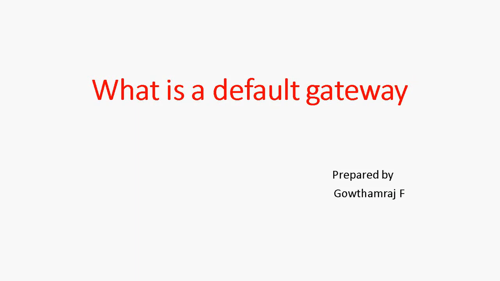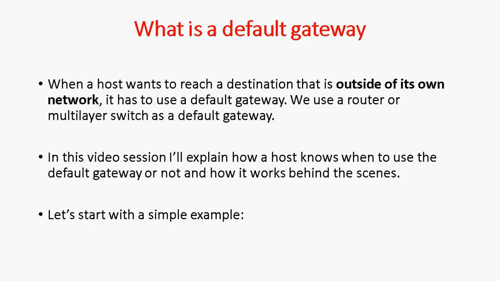In this video tutorial, I am going to discuss what a default gateway is. So what is the use of a default gateway, how we can configure it, and when we have to use it. Everything we have to discuss in this video session. When a host wants to reach a destination network that is outside of its own network, at that time we have to use a default gateway.